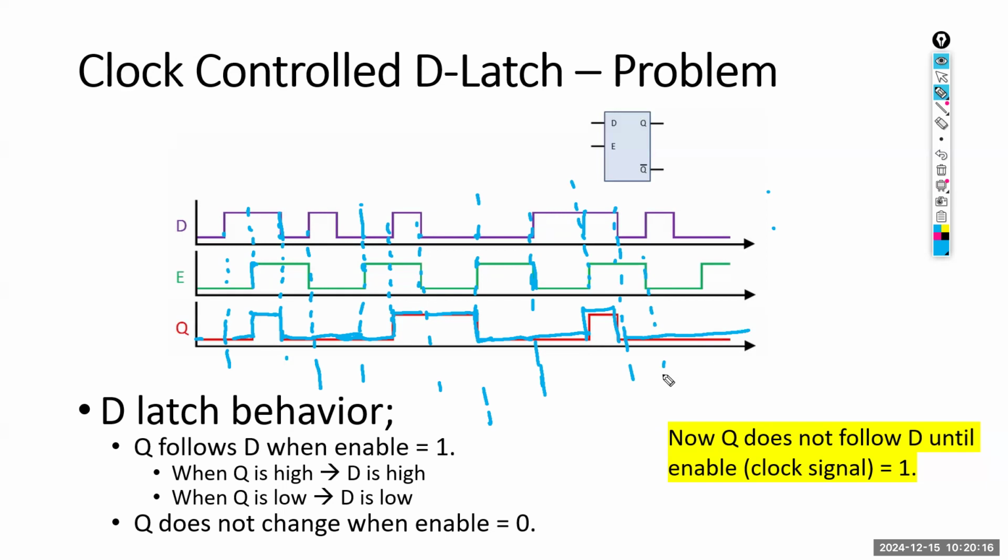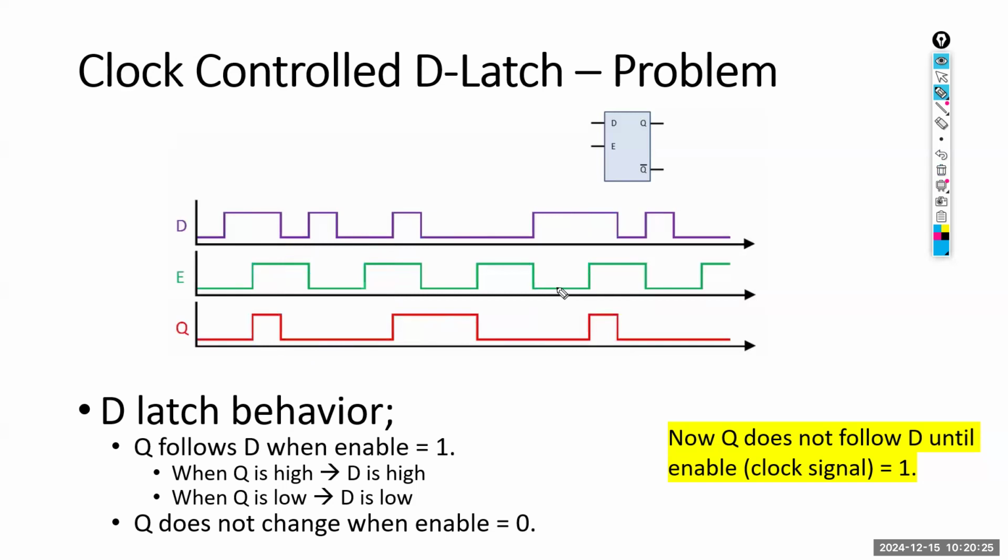So that is level triggering using clock. By the way, this is not very useful, but this is a good exercise for you to understand what is level triggering using clock. So the idea is when clock is low, it is memory. When clock is high, it acts like a normal D latch.